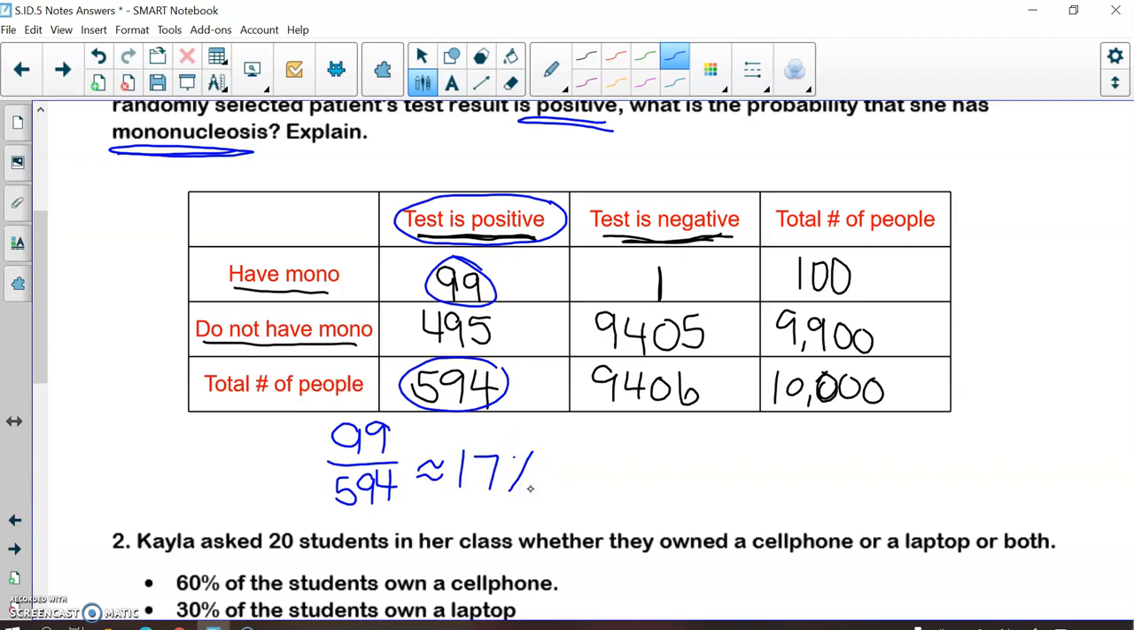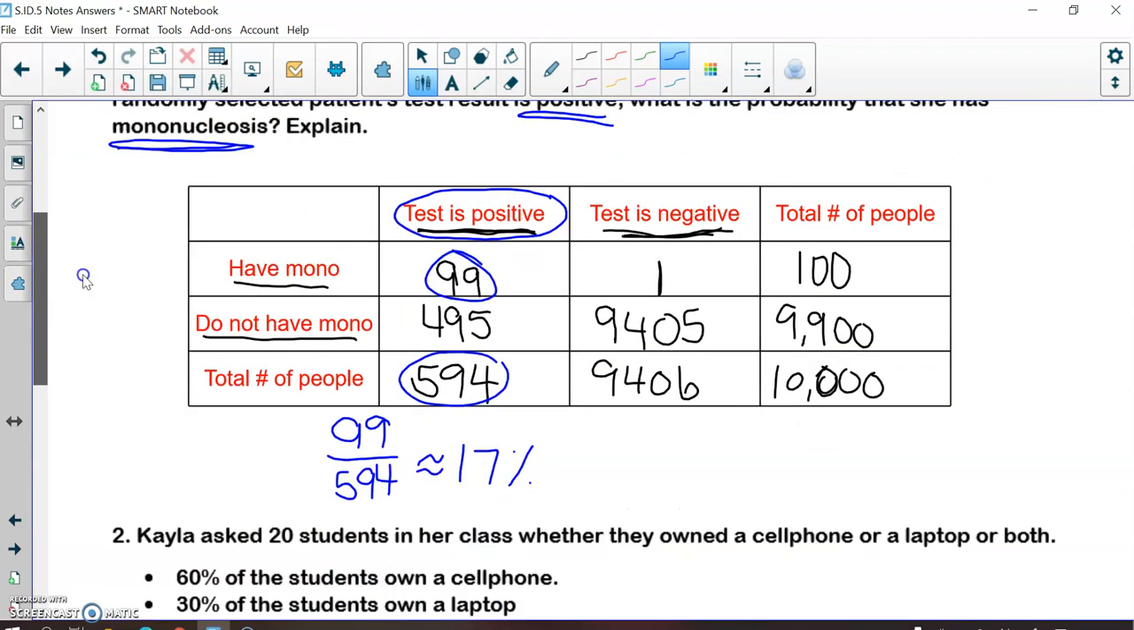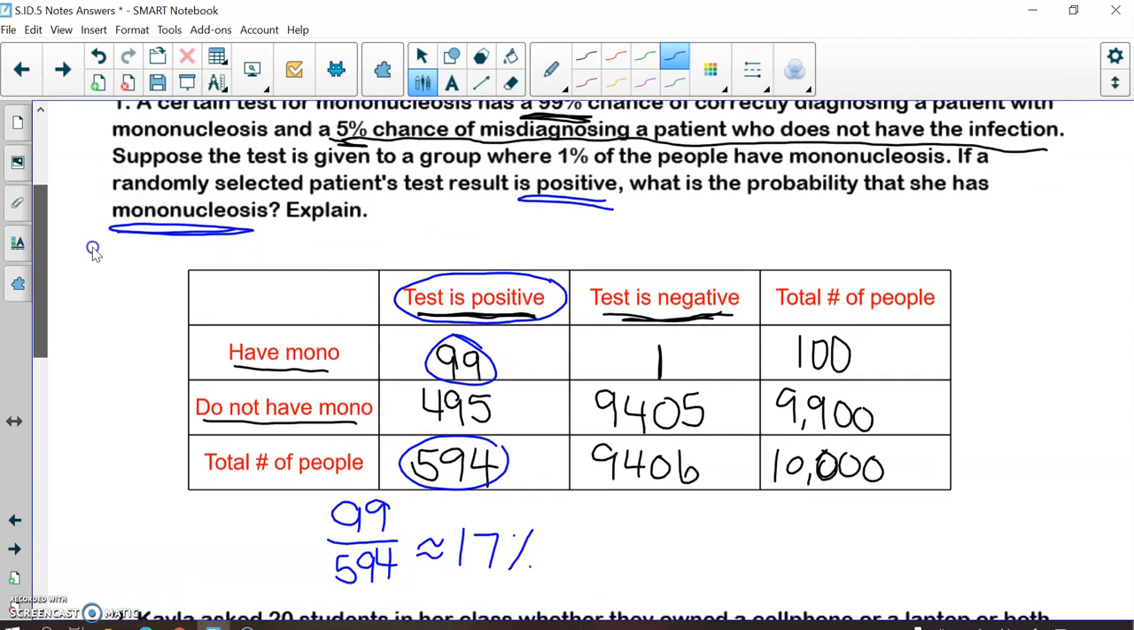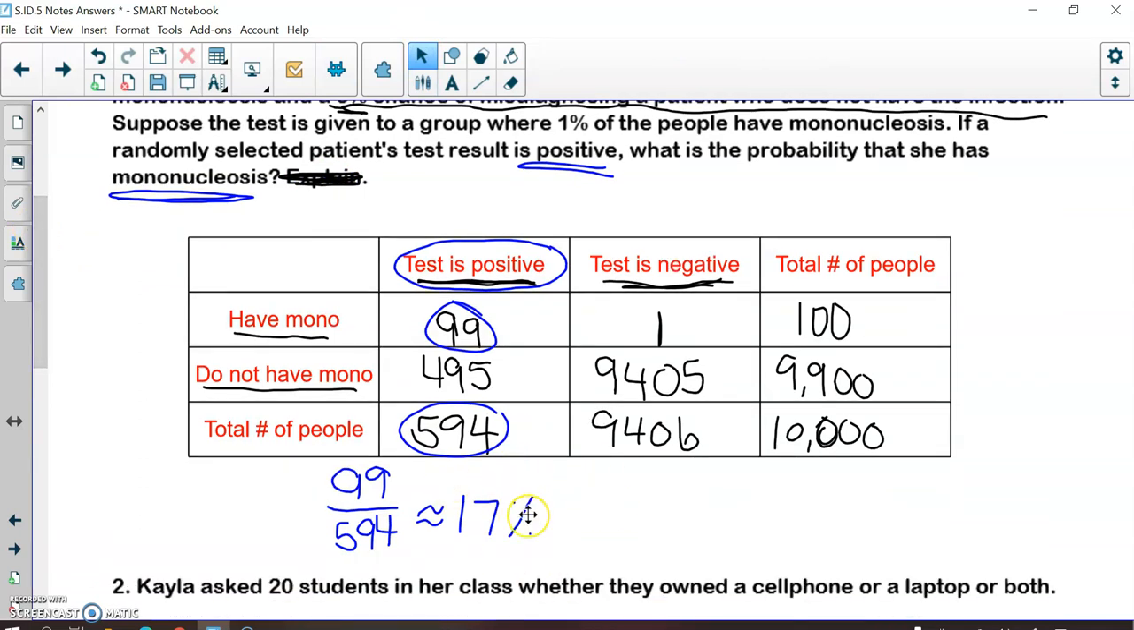All right. So that is the process that we could go through to do this type of problem. But writing a two-way frequency table is best for this. Just going through this process alone was a tough process. So 17% is the correct answer.